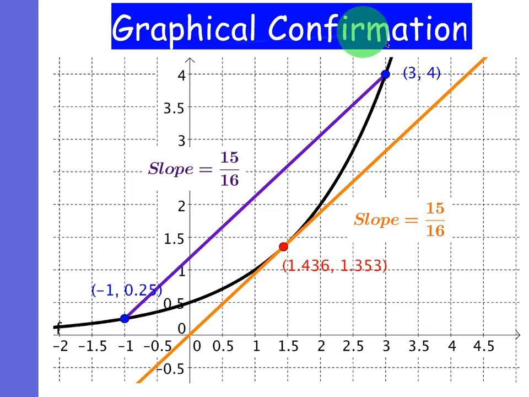Lastly, we will look at the graphical confirmation of this. Here was our original secant line. We found the slope of that to be 15/16. We took the derivative of our function, set it equal to 15/16 at this x value, plugged it back into the original, and got this y value. And we can see that at this point, the slope of the tangent line is 15/16, which is equal to the slope of the secant line on the interval -1 to 3.